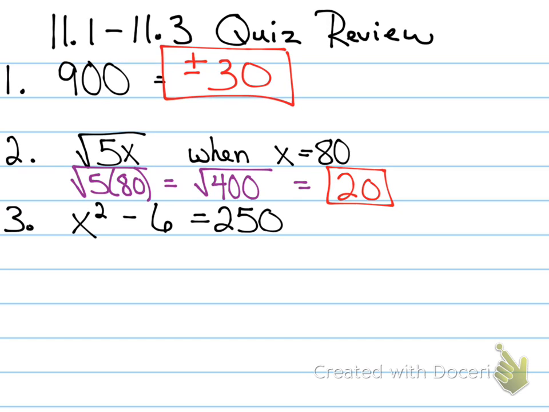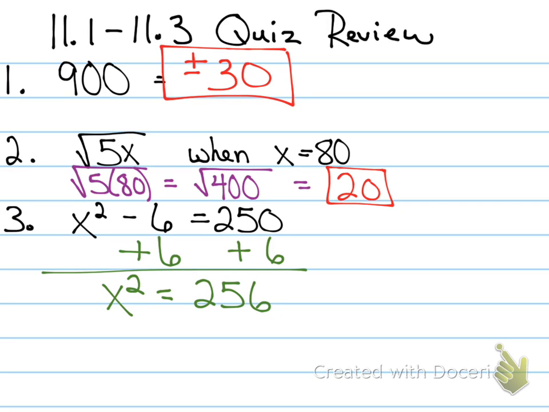All right, now go ahead and finish up number 3. So what do I do first? You're going to add 6 to both sides. It's already subtracting, so you have to do the opposite. So now x squared equals 256. And what do you do to both sides? You have to take the square root. Whatever you do to one side, do to the other.